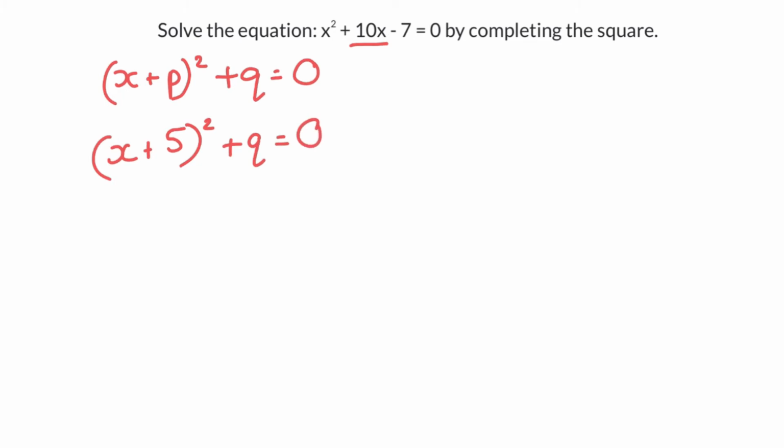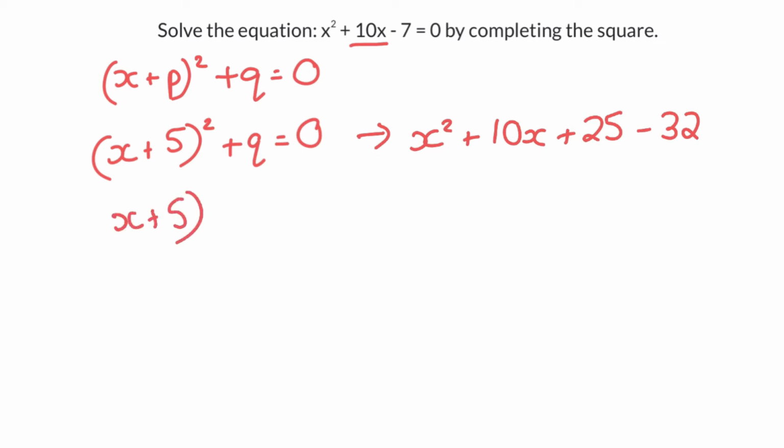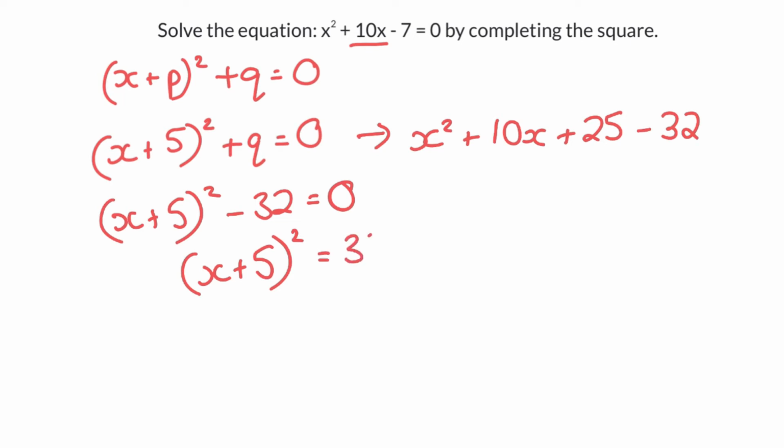So let's expand that out to see what we've got. We've got x squared plus 10x plus 25, but we want minus 7, so we need to take away another 32 to make our equation correct. So that means we've got x plus 5 squared minus 32 is equal to 0. So now we can solve it. We can add 32 to both sides to give us x plus 5 squared is equal to 32.